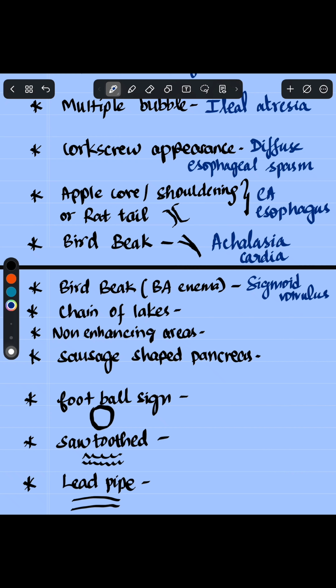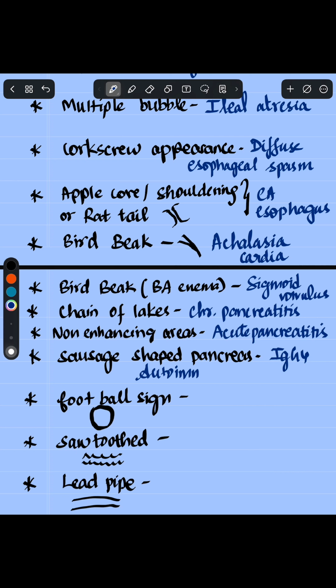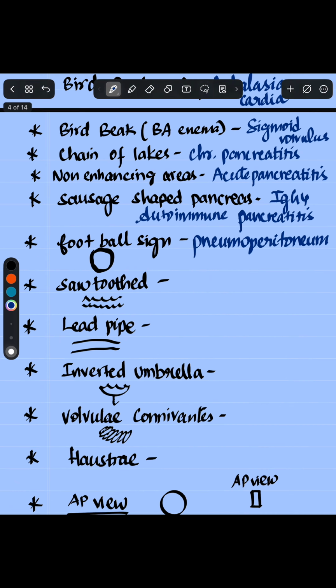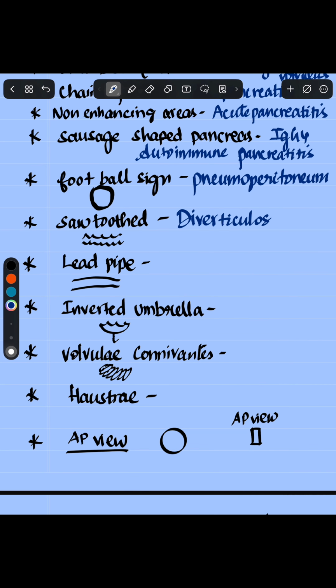Chain of lakes appearance denotes chronic pancreatitis. Non-enhancing areas of the necrotic tissue, it is acute pancreatitis. Sausage-shaped pancreas, you can see in IgG4 for autoimmune pancreatitis. Football sign, it is pneumoperitoneum. If you see sawtooth colon, it is diverticulosis. If you see lead pipe colon, it is ulcerative colitis. Inverted umbrella sign denotes ileocecal TB.